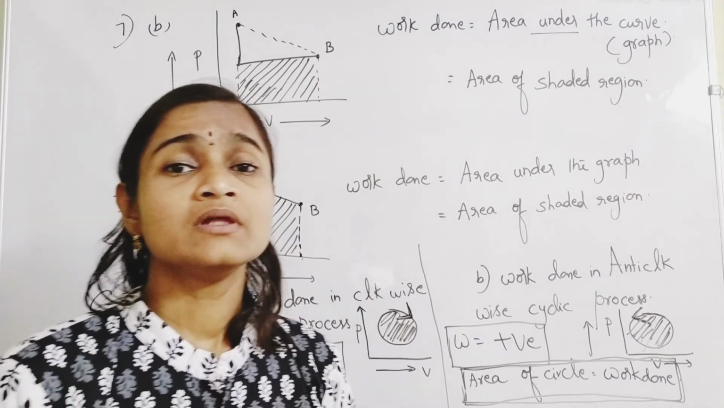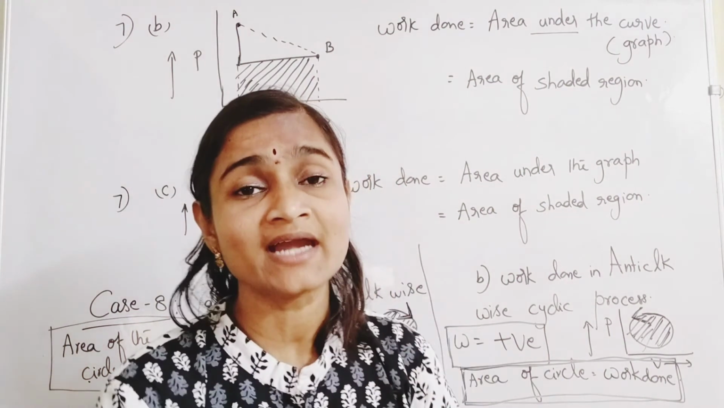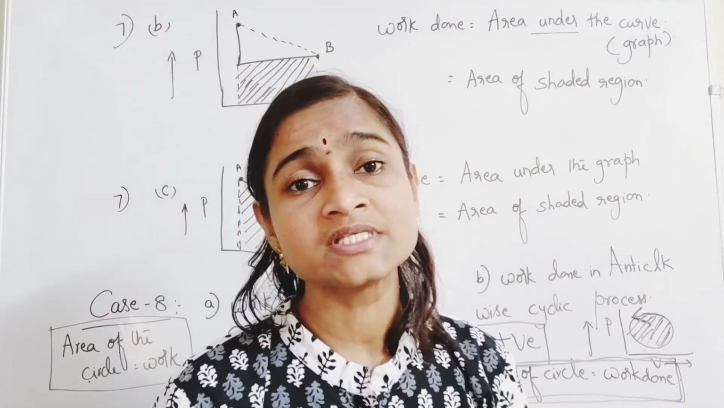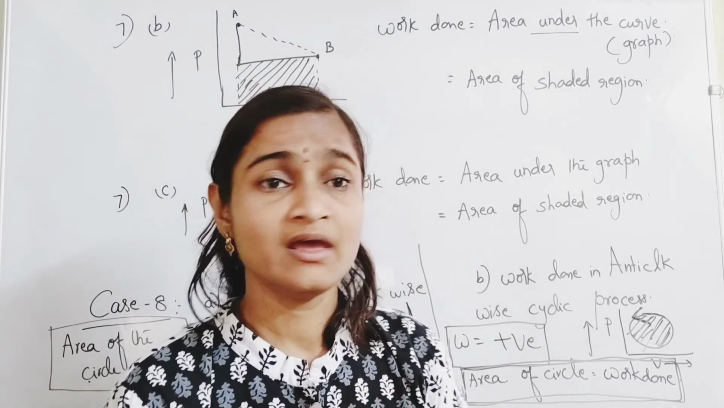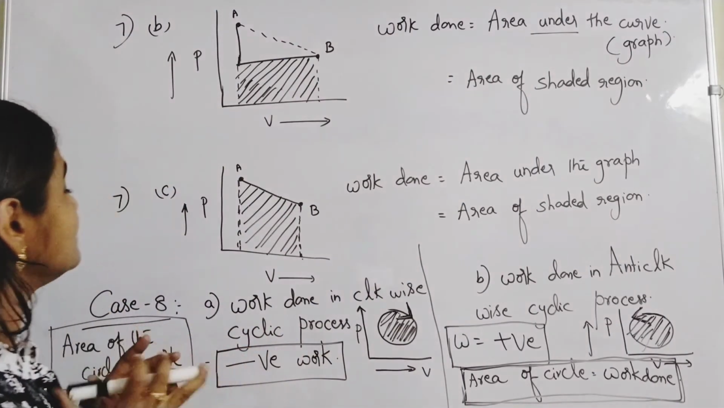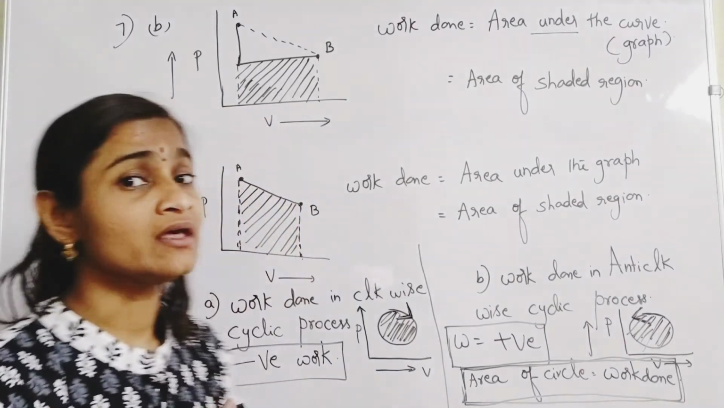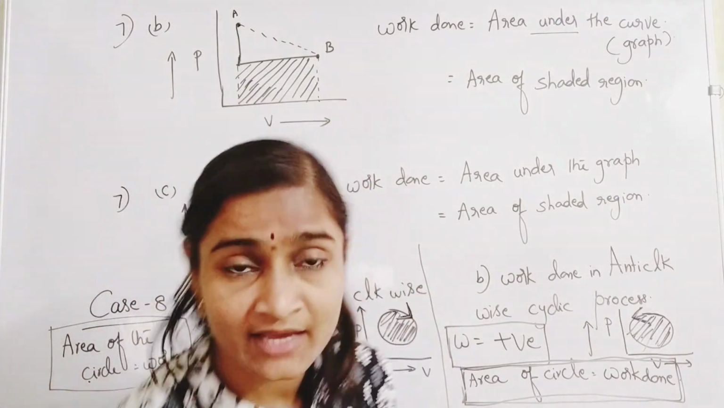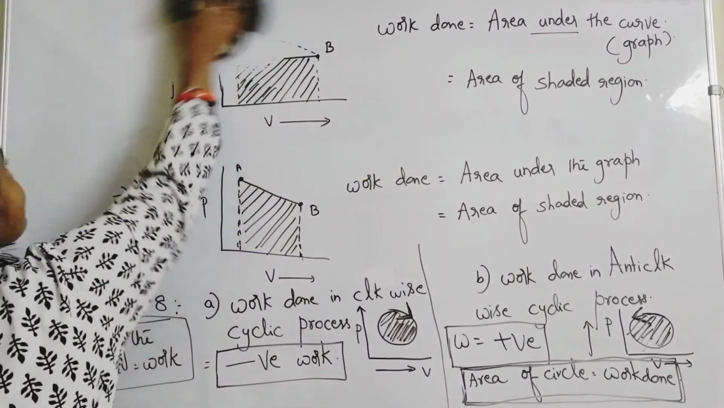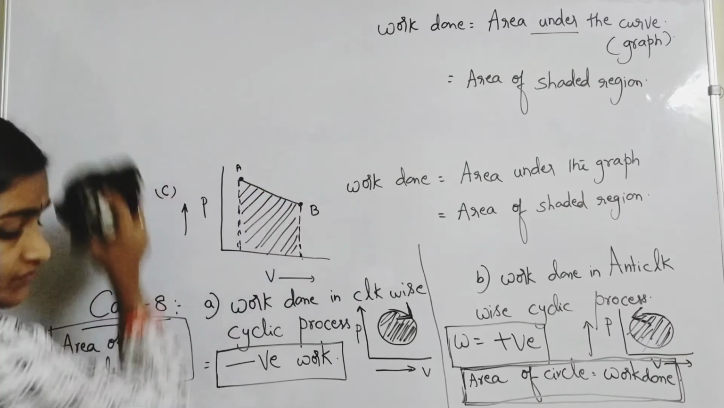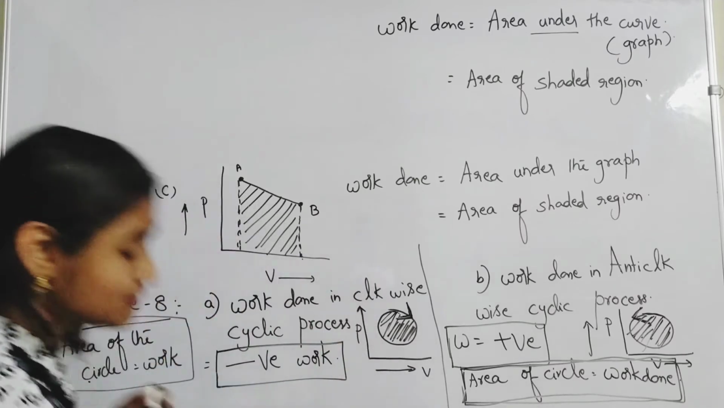So this is all about work done in different cases. All the 8 cases, please write and practice. The area under the curves and the area of the shaded regions will give you the amount of work done. You can even consider another case, case 9. I forgot to tell about that also: suppose you take a closed path.